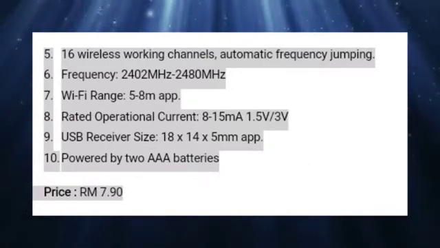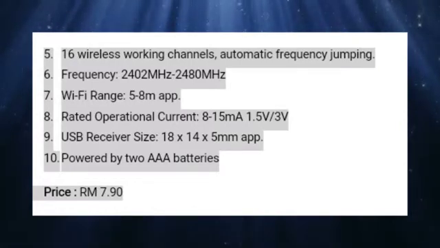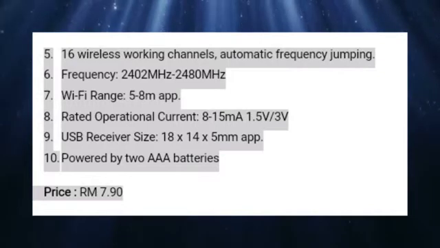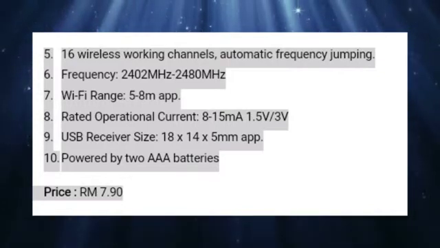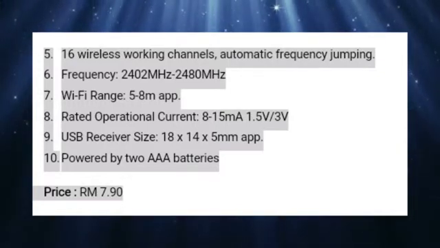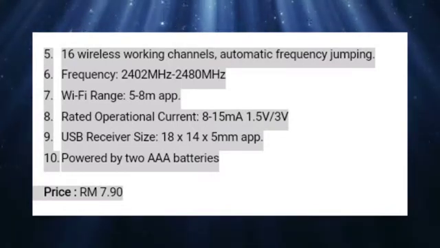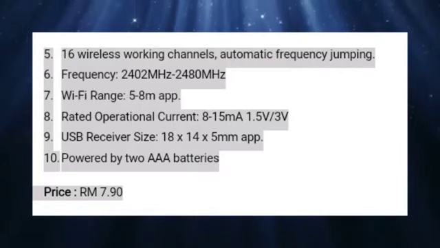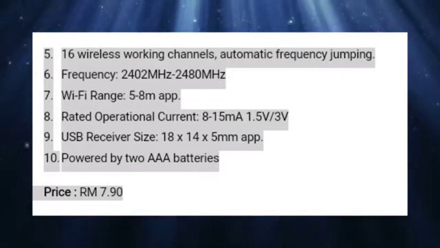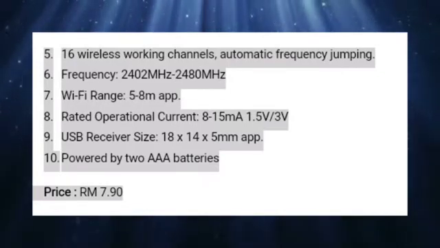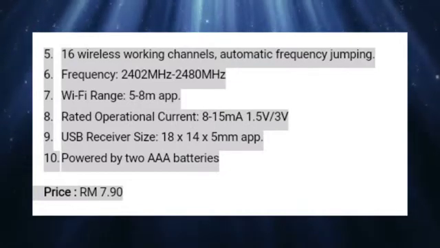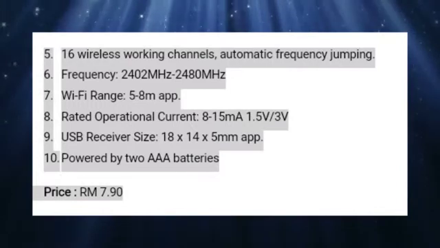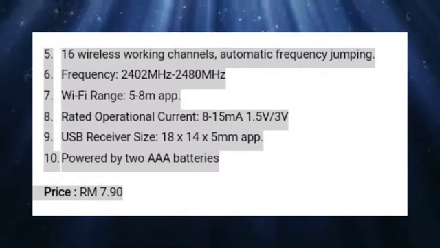The frequency is 2402 MHz until 2480 MHz. The Wi-Fi range is 5 until 8 amp. The rated operational current is 8 until 15 mA, 1.4 volt to 3 volt. USB receiver size is 18 x 14 x 5 mm, and it is powered by 2 AAA battery, and the price is 7.90 ringgit.